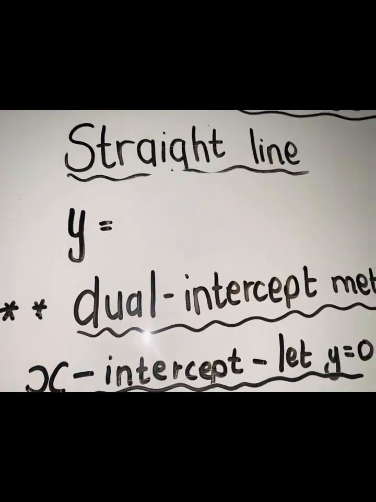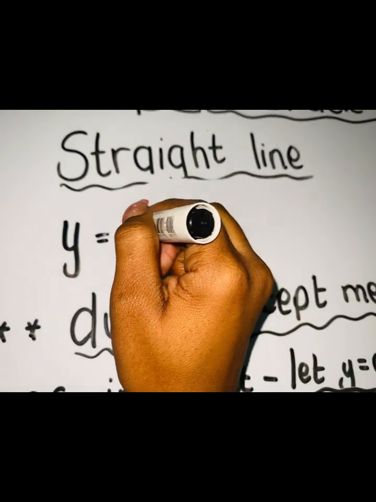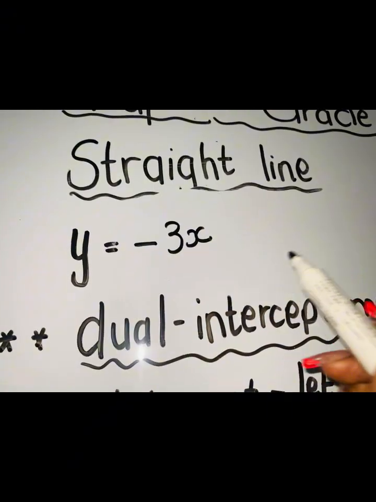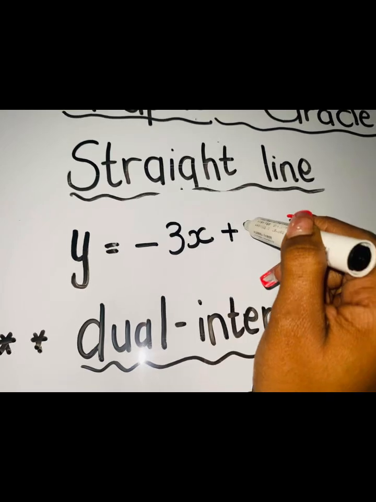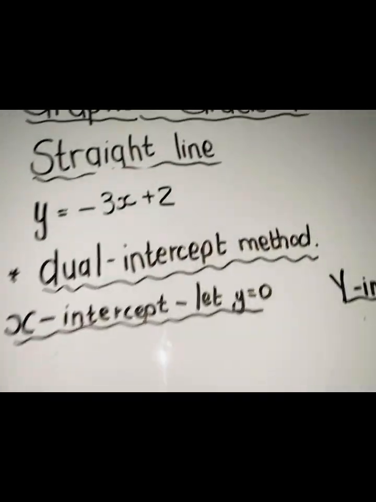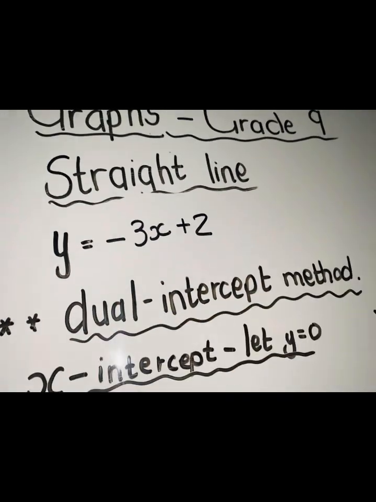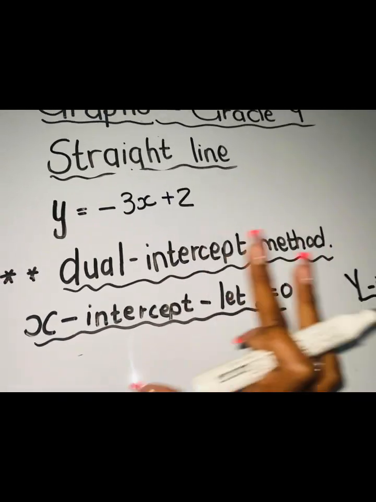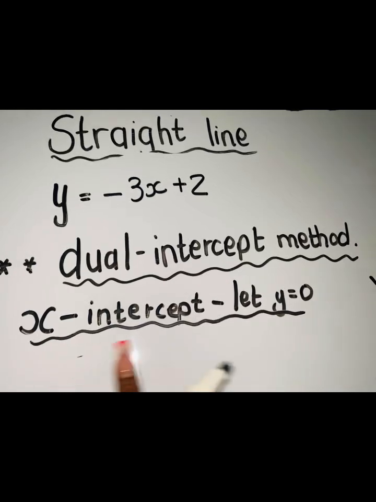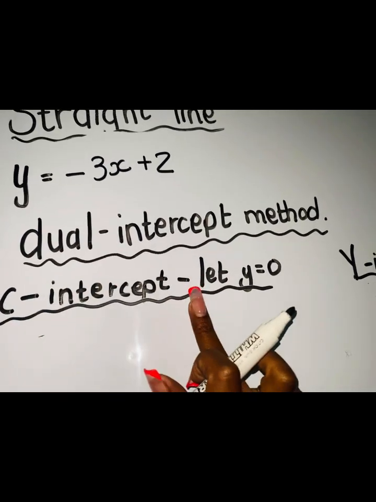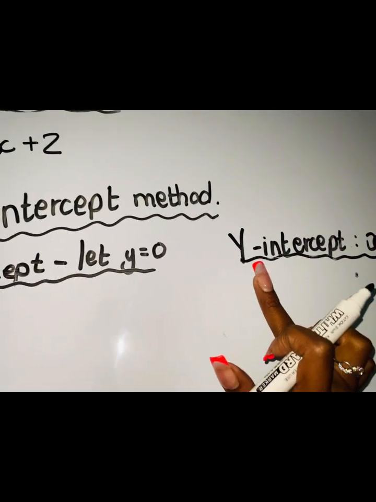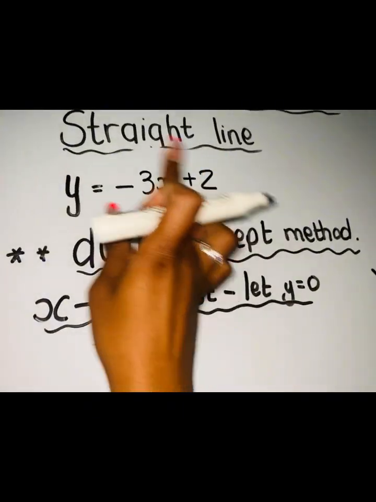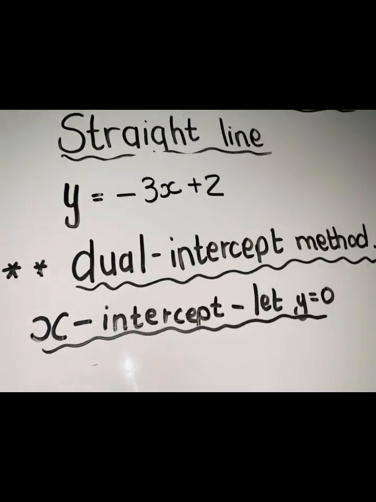Right, let's say our equation was actually negative. Let's make it -3x and +2. For example, this is our equation of the straight line, and we are asked to plot it using the dual-intercept method. Remember, the dual-intercept method says if you want your x-intercept, you let your y equal to 0. If you want your y-intercept, you let your x equal to 0. So we need to plot this straight line.